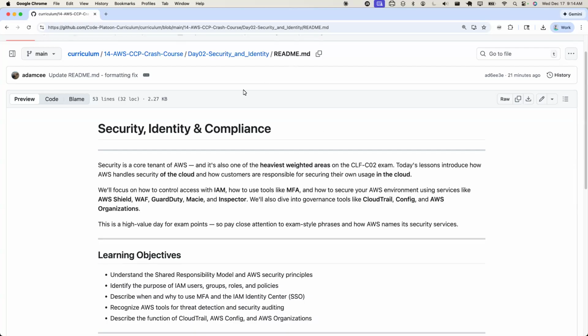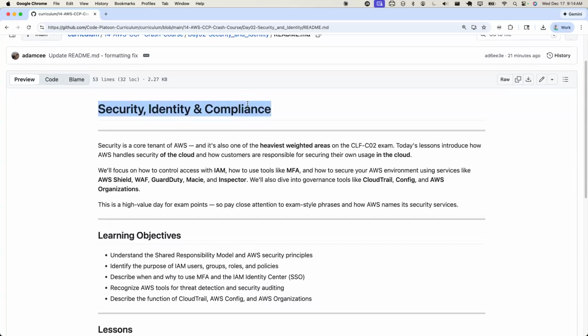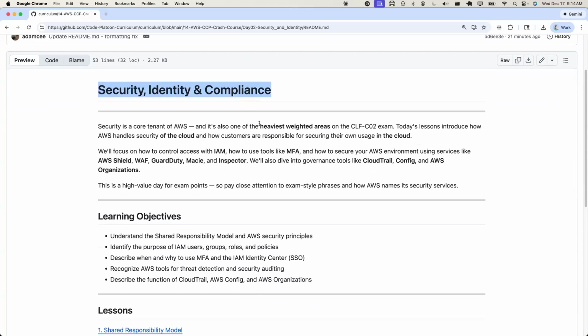All right. So our second AWS crash course for the Certified Cloud Practitioner cert is focusing on security, identity, compliance. Security is obviously a huge deal in the cloud. It's one of the biggest weighted areas on the exam. So again, security, identity, compliance is a big part of the exam. So in terms of where to focus your energy, I would start here.